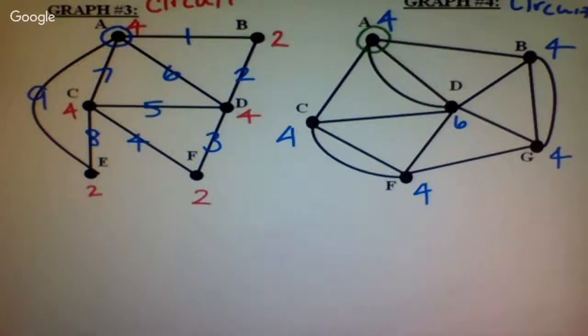What point do you want to go to? C. There's 1. We're at C. Where are we going? F. There's 2. We're now at F. Where are we going? C. There's 3. We're now at C. My only other option is to go across to D. So now I'm at D.